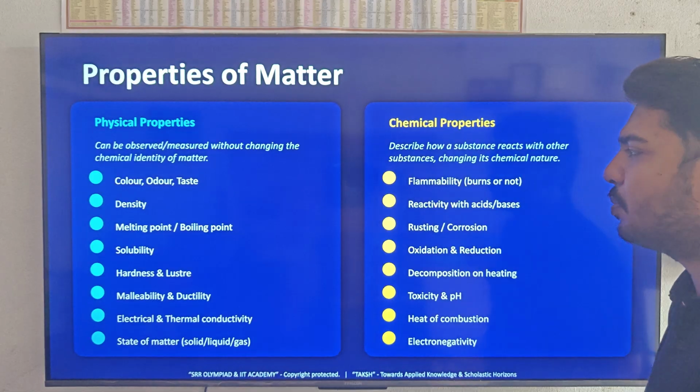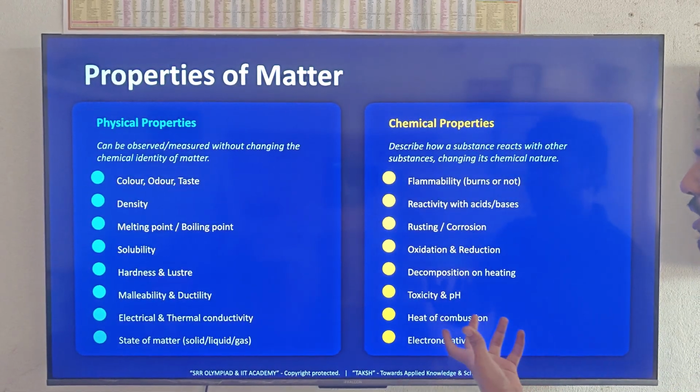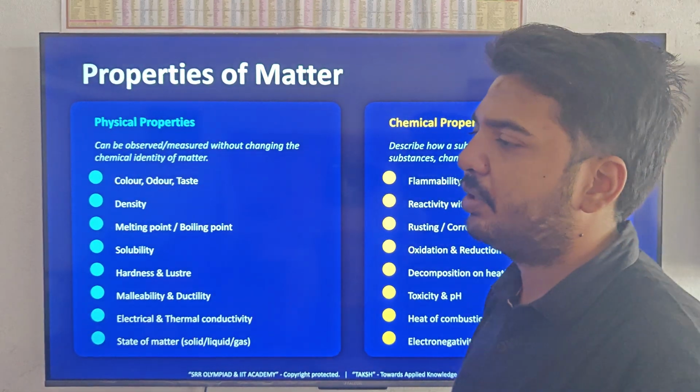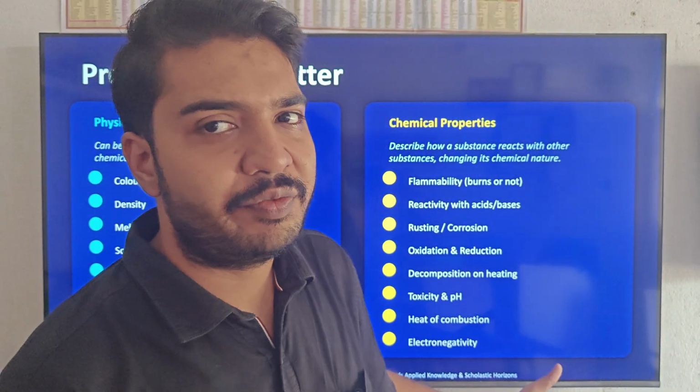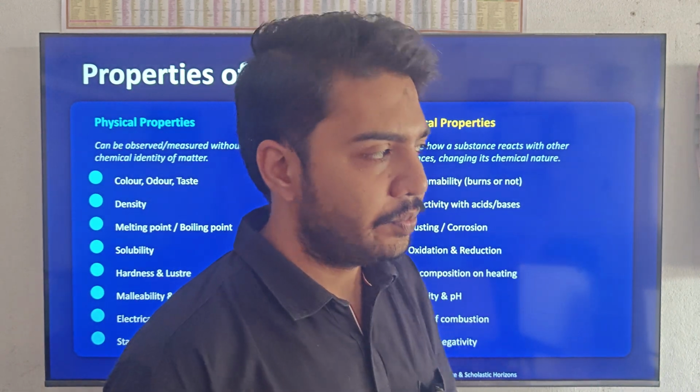And when you come to chemical properties: flammability, reactivity with acids and bases, rusting, oxidation, decomposition, toxicity, heat of combustion, and electronegativity. So these all are properties of matter. We will be discussing this in detail in upcoming videos, okay.